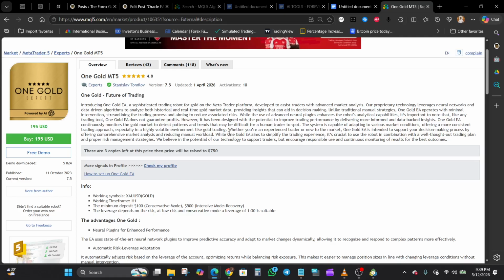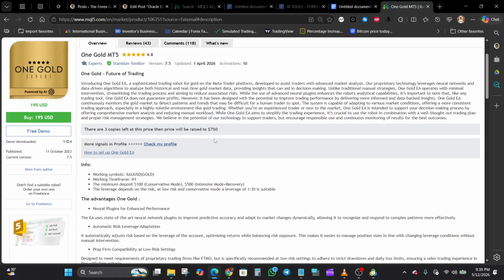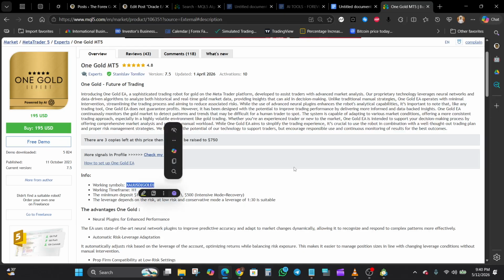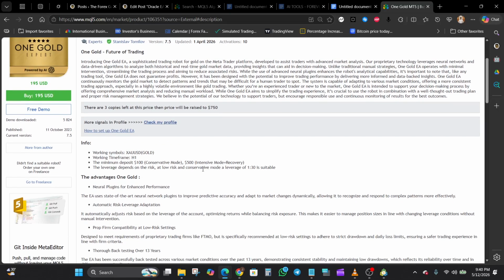And according to the page, the EA is specifically designed for trading XAUUSD, so gold only, and the recommended time frame here is H1. The page also mentions a minimum deposit of $100 for conservative mode, while intensive mode with recovery functionality is recommended from around $500.